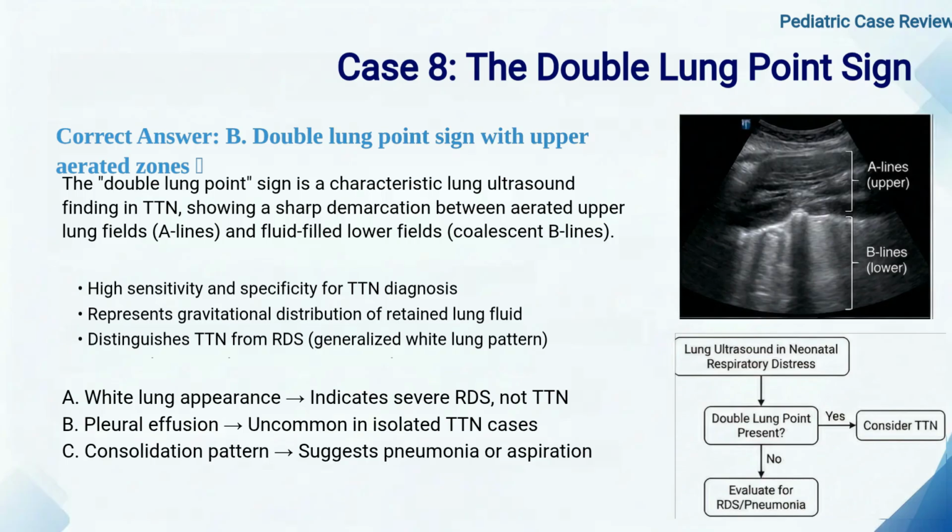This finding has high sensitivity and specificity for transient tachypnea of the newborn diagnosis and distinguishes it from respiratory distress syndrome, which shows a generalized white lung pattern bilaterally. In practice, if a double lung point is present on bedside ultrasound, consider transient tachypnea of the newborn. If absent, evaluate for respiratory distress syndrome or pneumonia. Lung ultrasound can guide targeted respiratory support decisions in the neonatal intensive care unit.